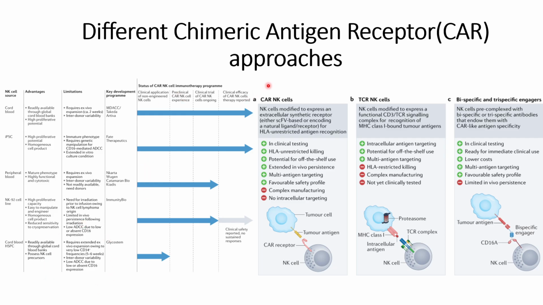And how are these CAR cells usually engineered? First, we will discuss the general CAR NK cells. Here the CAR construct against specific tumor antigens is transduced. It can be seen here, and it can target the tumors that have those antigens present, and it is not restricted to HLA. It is MHC, the antigen information that can be detected by the MHC, so it is not restricted to that. But another disadvantage is that it requires complex manufacturing and has no intracellular targeting. It cannot target intracellular regions.